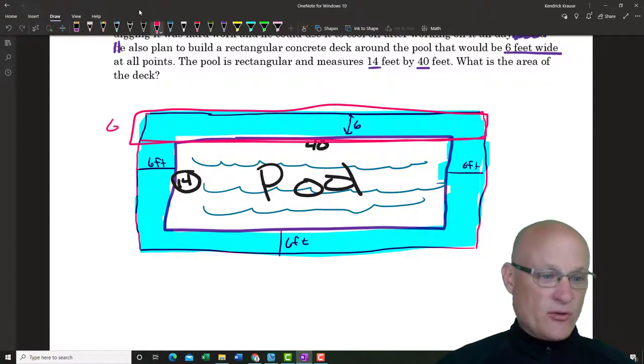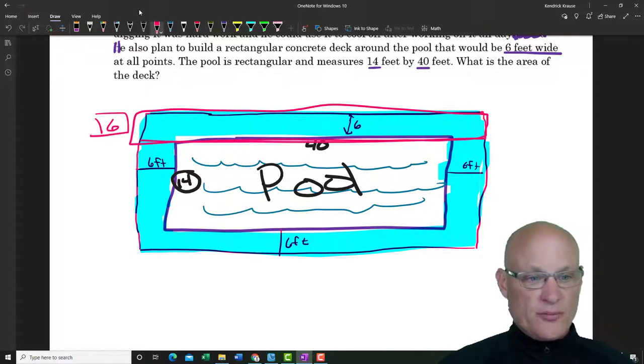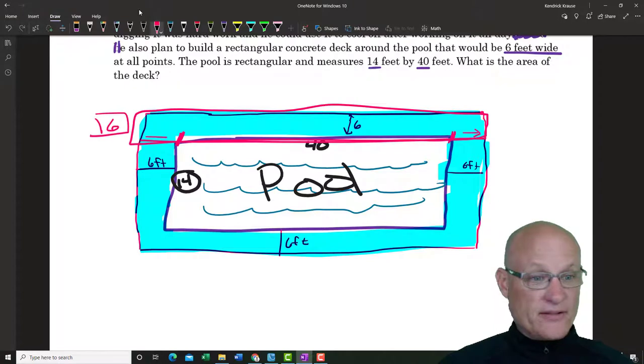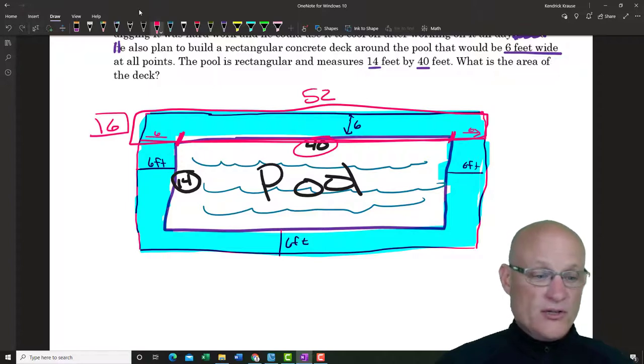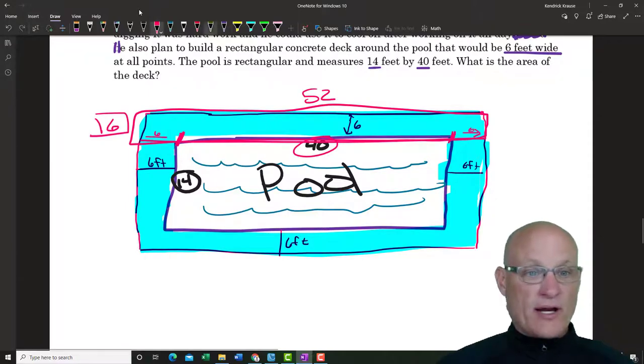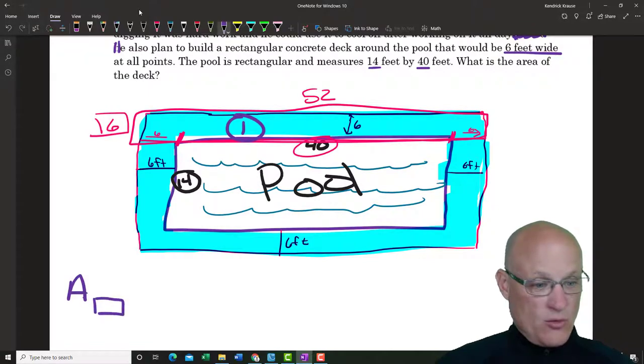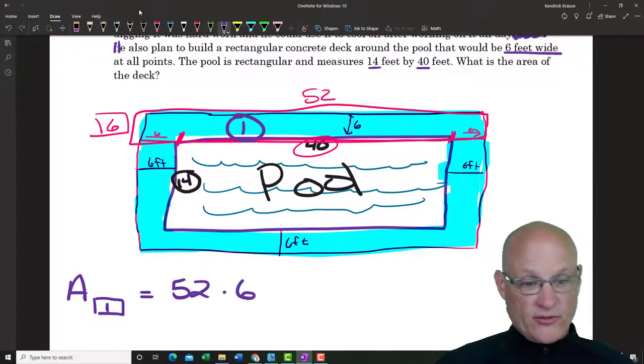Now, we know it's 6 feet wide. But how long is it? From here to here is 40, and that's 6 feet, and that's 6 feet. So if this is 40, and that's 6 feet, and that's 6 feet, isn't this 52? So that top rectangle, we're going to call rectangle 1. So the area of rectangle 1 equals 52 times 6, which is 312.